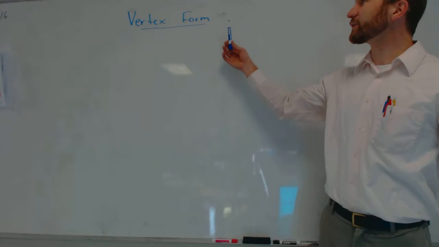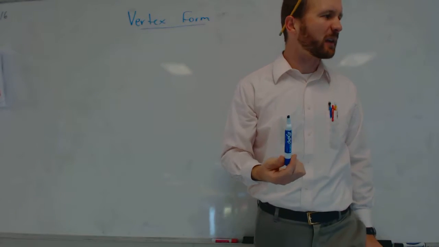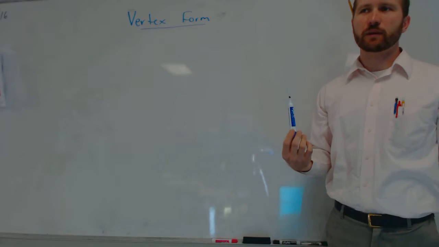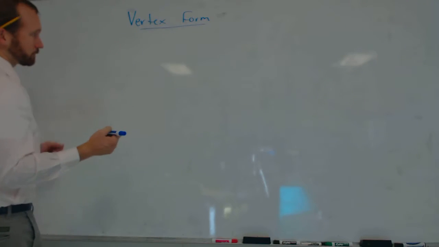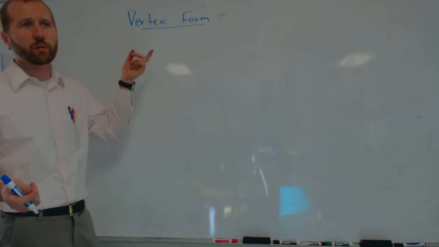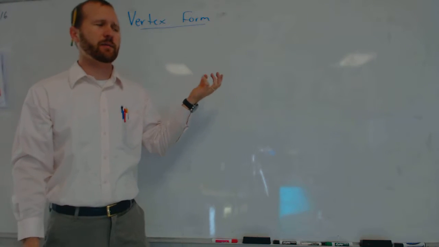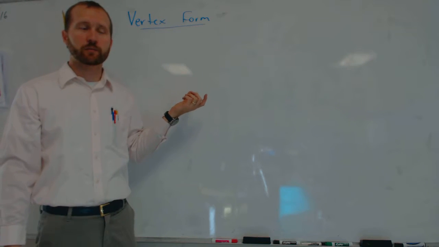All right, vertex form. As I said, this is a topic from Algebra 2, typically, that I find pretty interesting and pretty relevant. So, vertex form. Just like with lines, we had different ways of writing the equation of a line, right? We had slope-intercept form and standard form. We also had point-slope form.